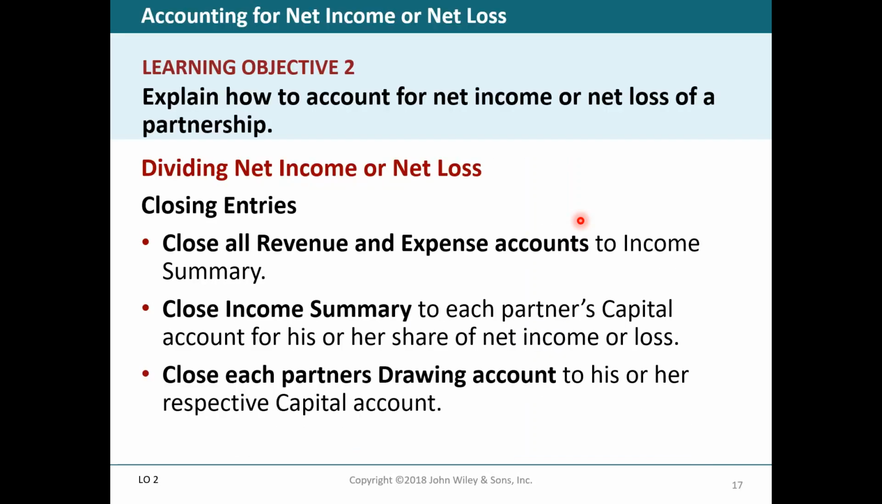Learning objective 2, explain how to account for net income or net loss of a partnership. Dividing net income or net loss, closing entries. You close all revenue and expense accounts to income summary. You close income summary to each partner's capital account for his or her share of net income or loss. You close each partner's drawing account to his or her respective capital account. In a college university setting where you don't have owner's capital, we close all revenue and expenditures to the fund summary, fund account. Basically, revenue and expenditures are temporary accounts, and that's why they get closed out.